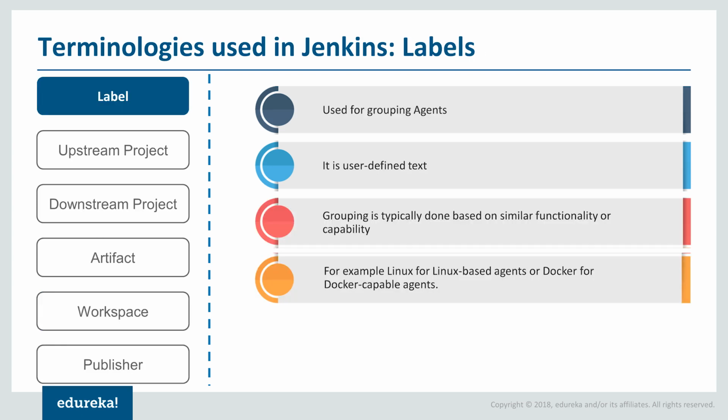So next in the list, we have label. Now label is basically a tag which you provide to your Jenkins slaves, and based on the label, you can tell Jenkins which slave should work with which project. It's basically a user-defined text which you just provide in a box. Grouping is typically done based on similar functionality or capability. So for example, Linux-based agents, or Docker for Docker-capable agents. You can define multiple machines to work as your Maven build slaves or Ant build slaves. Or maybe you can have all your .NET based project slaves clubbed and labeled as MS build slaves. Like that, you can categorize your agents or slave machines.